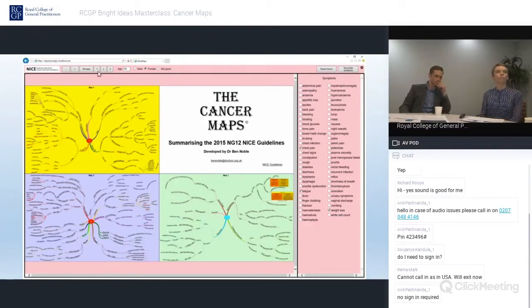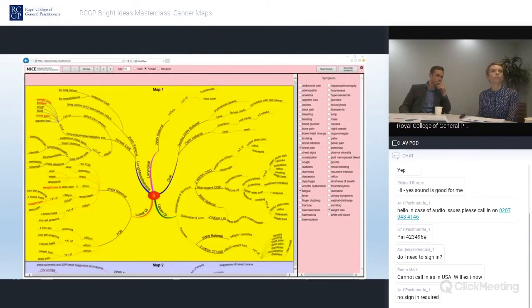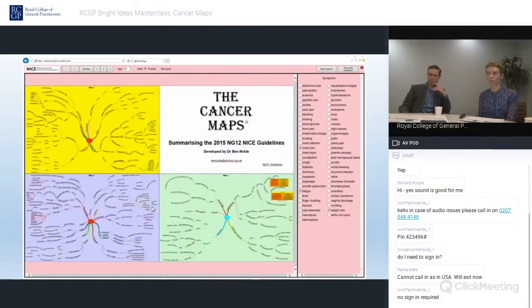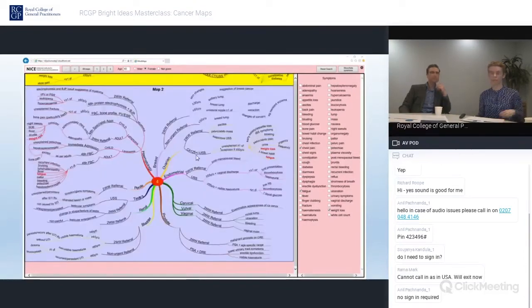Click here to zoom on this map, and we can see that we are drawn to lung cancer, and an urgent chest X-ray is suggested in the guidance. Zoom out, and we can also see that other cancers should be considered with this group of symptoms. Map 2 demonstrates that the NICE guidance suggests the possibility of ovarian cancer for this patient, and a CA125 blood test is advised.